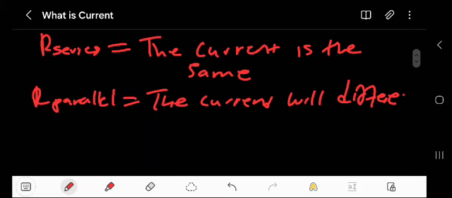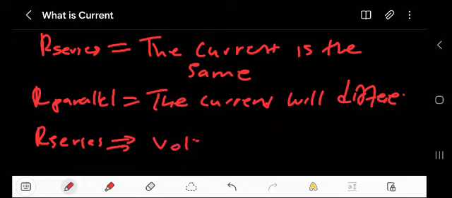If you are given a voltage, let's say in series again, in series, but let us now talk about the voltage. In series, the voltage won't be the same. The voltage drop will differ. The voltage won't be the same.